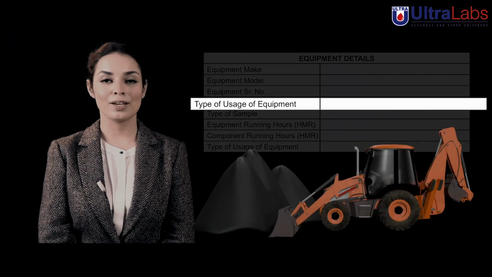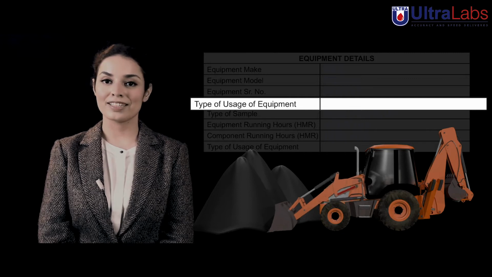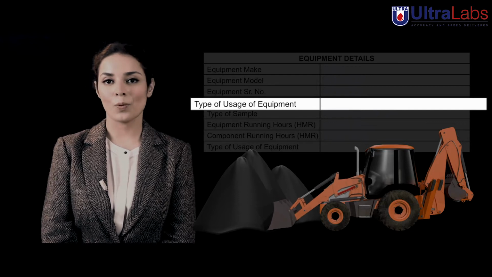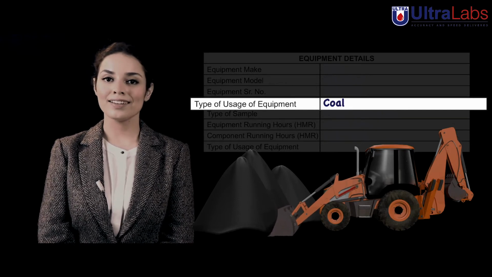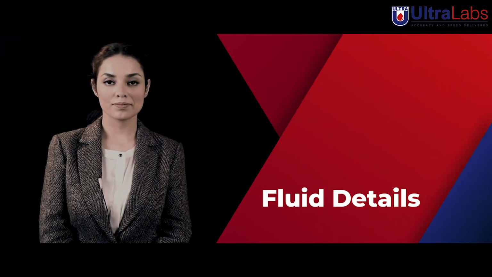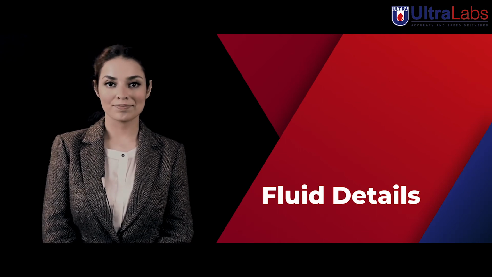In type of usage of the equipment, please mention the application for which the equipment is running. For example, hydraulic excavator as rock breaker, compressor as water well drilling rig, coal mining, iron ore mining, etc. Now let us move on to the last section, which is the fluid details section. It is important that you mention the correct brand name, grade, and performance level of the fluid. This is because the rejection limit depends on it, and it can also impact the sample analysis.